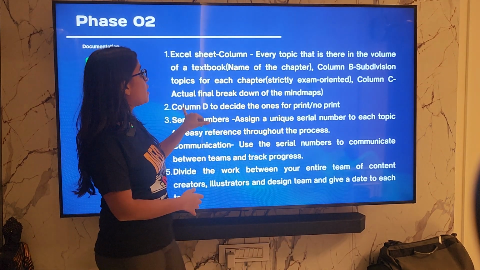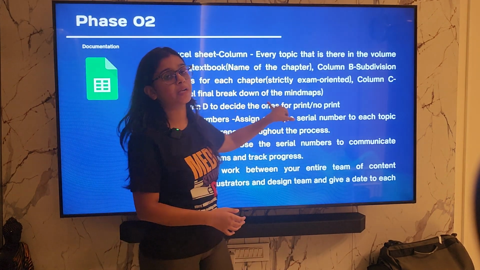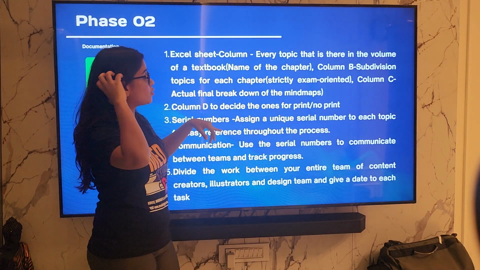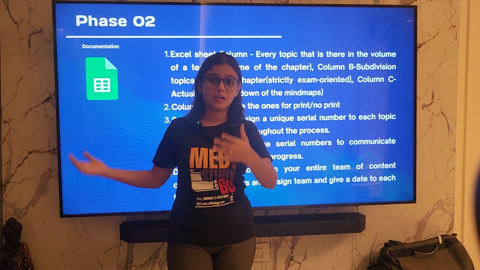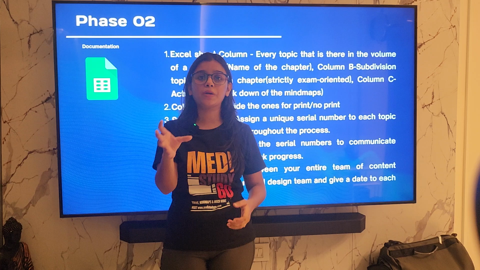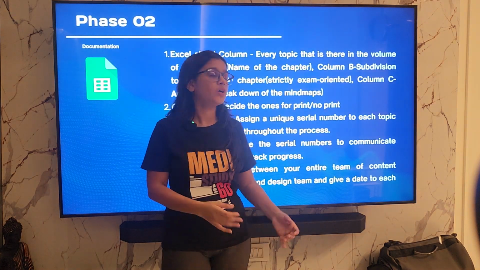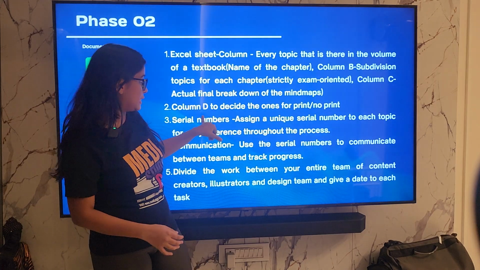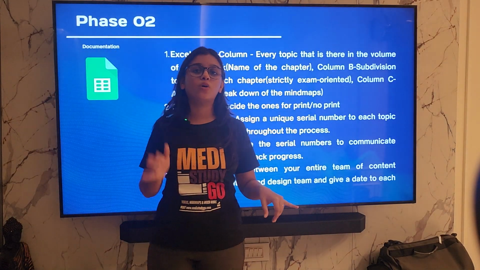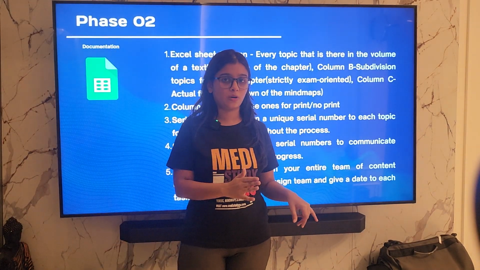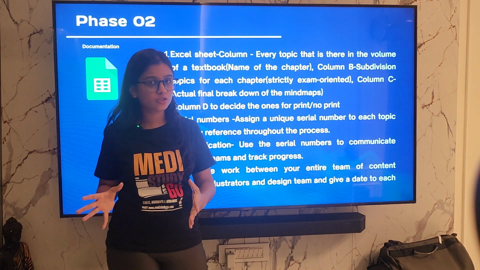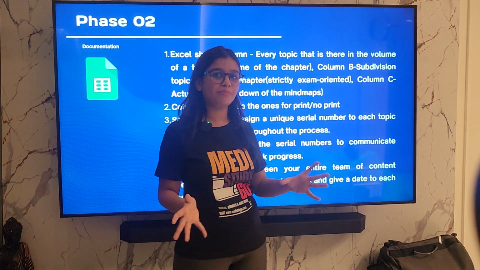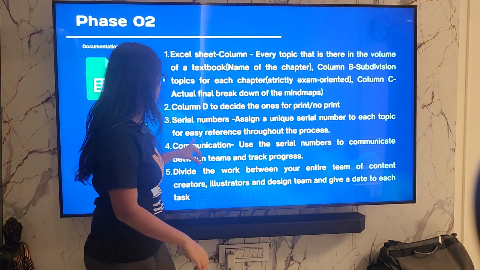Third is column C, where we have the final breakdown of the topics. For example, as we discussed even in the last video, suppose for one topic you want to have part 1 and part 2. That will be done in column C. Next you have column D, where you have to decide whether you want to print that topic or not. In other words, the topics that are must know and the topics that may or may not be important for the student.